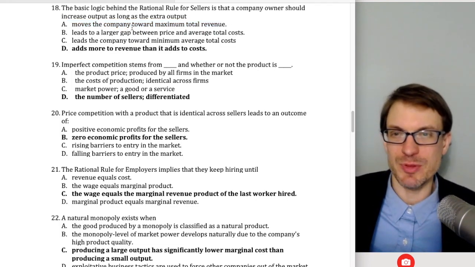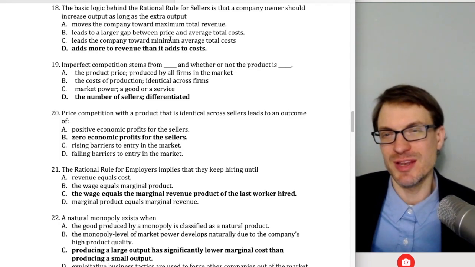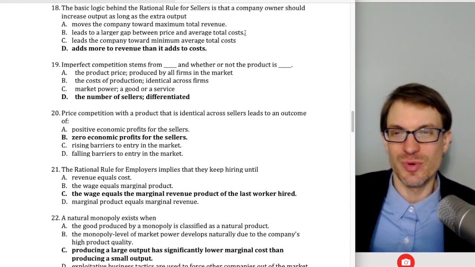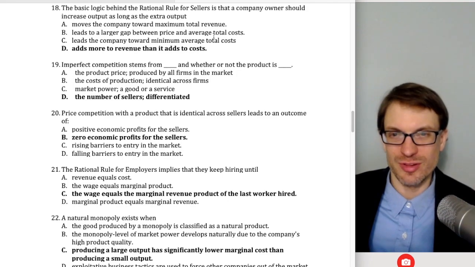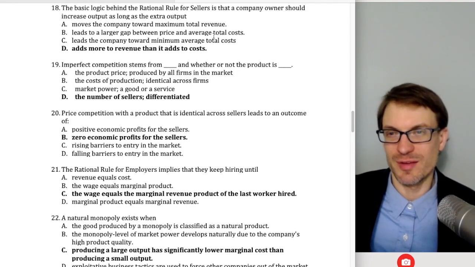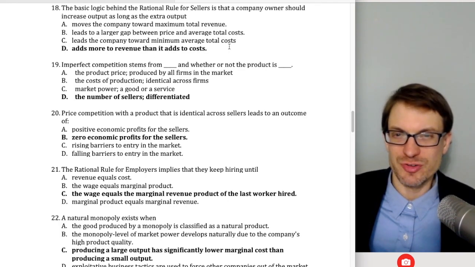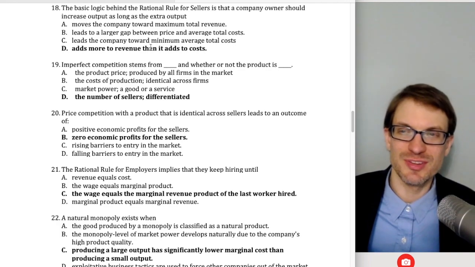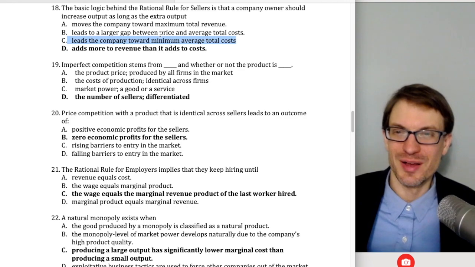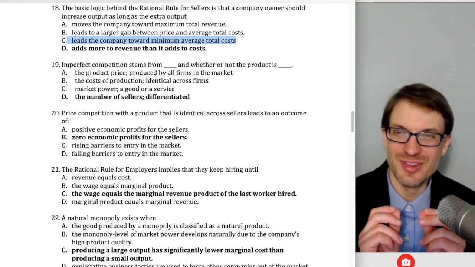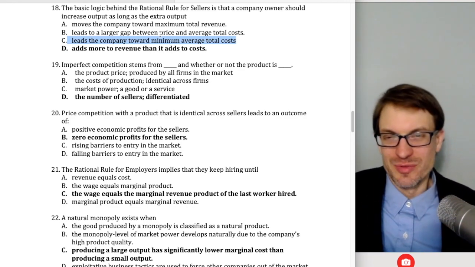Leads to a larger gap between price and average total cost. Well, there again, what we're really interested in is the incremental marginal benefit and marginal cost. Leads the company towards a minimum average total cost. Well, sometimes cost minimization is what we want to do, but we could be going in the wrong direction there.